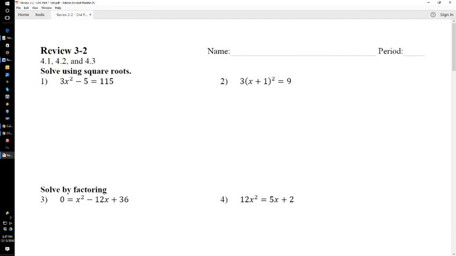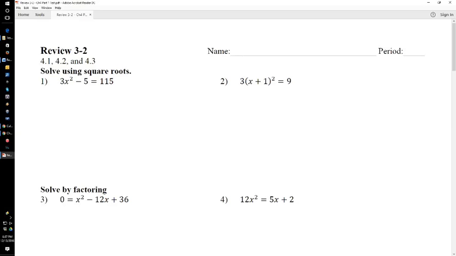Alright, for numbers 1 and 2, the instructions state to solve using square roots. So basically what they're asking us to do is isolate all the way down to x squared. So we need to get rid of the 3, get rid of the negative 5, and then we have to square root both sides.